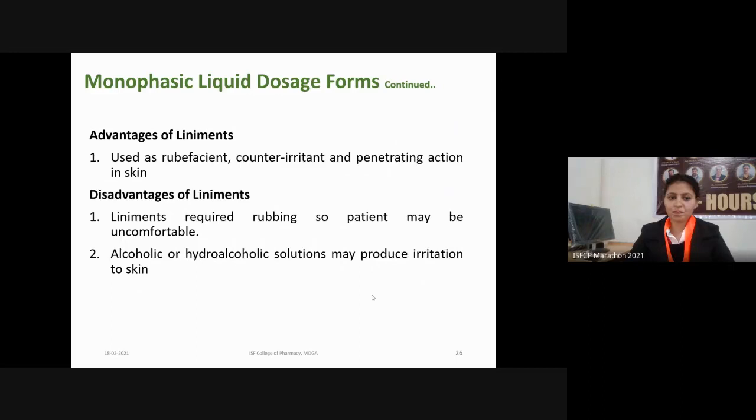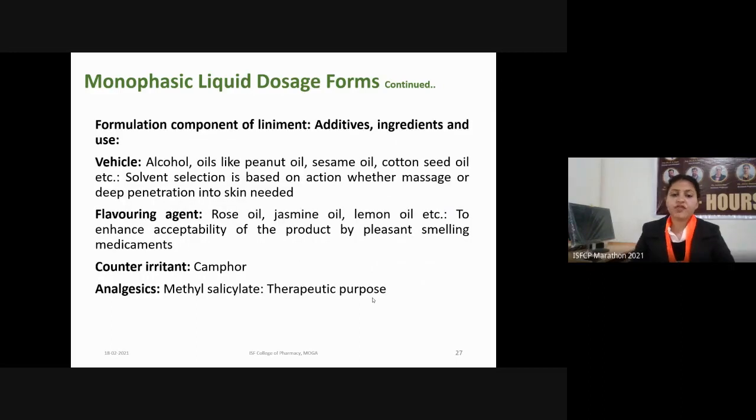Next are the formulation components of the liniment: additives, ingredients, and their uses. That means, what are the excipients that we need in the preparation of the liniment? The first excipient is the alcohol. Oils like peanut oil, sesame oil, cottonseed oil, etc. can be used as a vehicle for the preparation of the liniment.